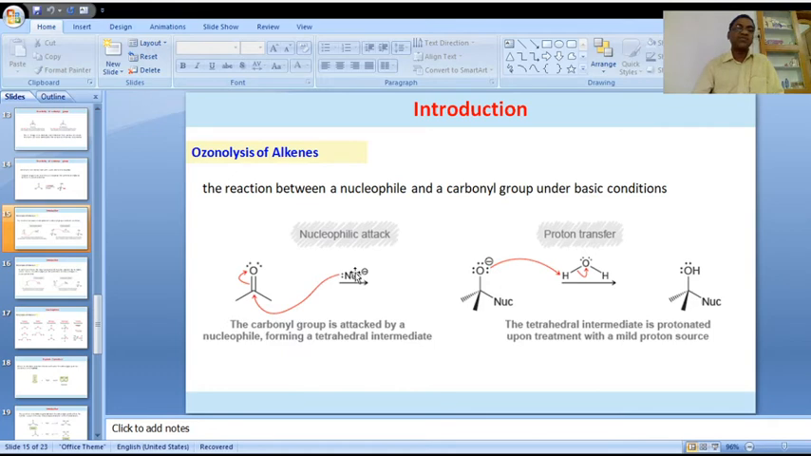Here, please observe. This particular nucleophile, a negatively charged species, attacks the carbonyl carbon. At that time, the C=O pi bond cleavage takes place. The oxygen atom gets negative as the nucleophile attacks the carbonyl carbon. This is the unstable intermediate, the alkoxide ion.